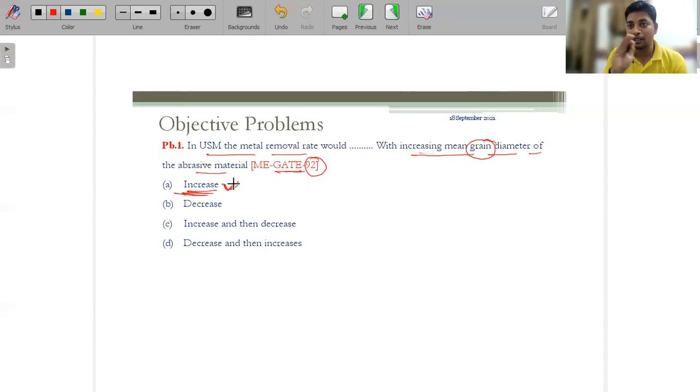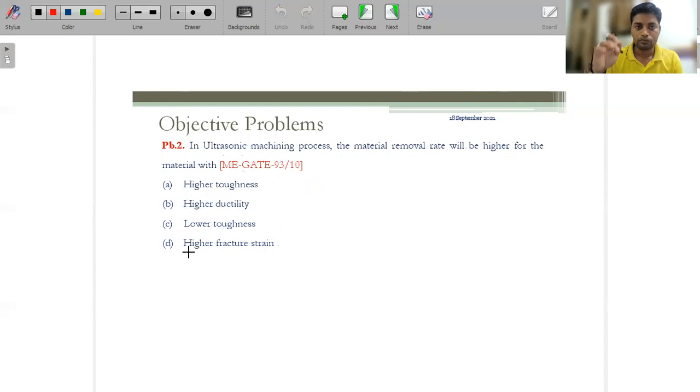In the question, the optimum value is not mentioned, so this answer is not correct. As you increase the size, the material removal rate decreases: this is completely wrong. So these two options, B and D, are already eliminated. Now only option C remains: first it increases, then after some time, at the optimum value, it starts decreasing. So the answer will be C. Please keep that in mind.